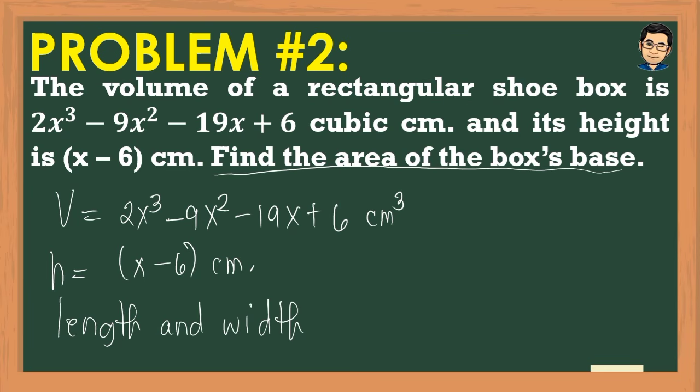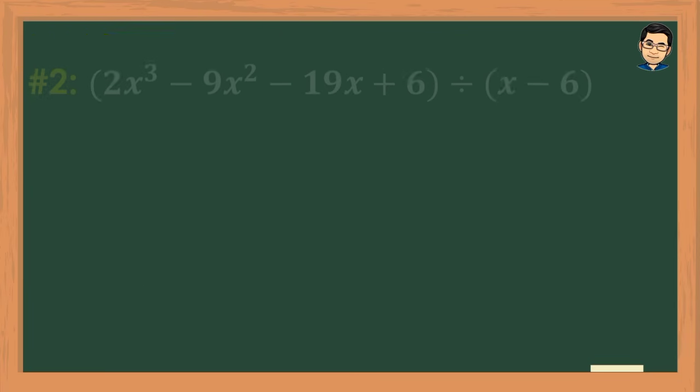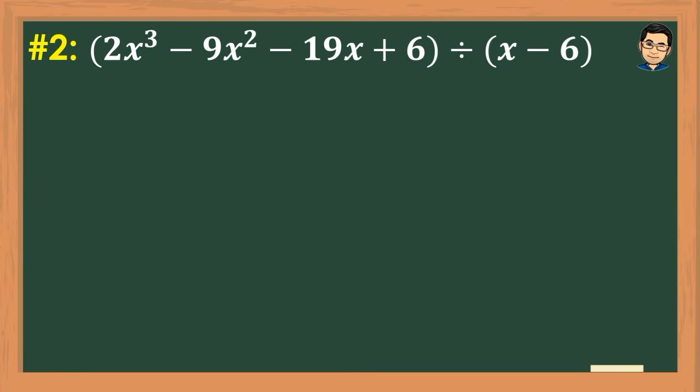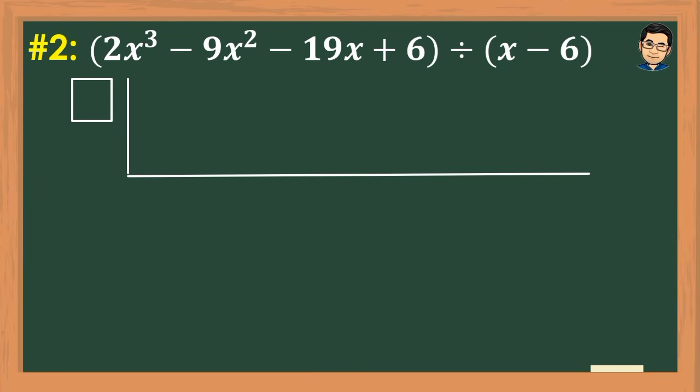Ang base po kasi ng rectangular shoebox is rectangle. Yung area ng rectangle, length times width. So, ibig sabihin, kailangan nating i-divide yung given volume dun sa given height. So, again, pwede tayong gumamit ng synthetic division or long division. So, kung saan po tayo comfortable, yun po yung kailangan nating sundin. So, for number 2, ang gagamitin natin, obviously, synthetic division.